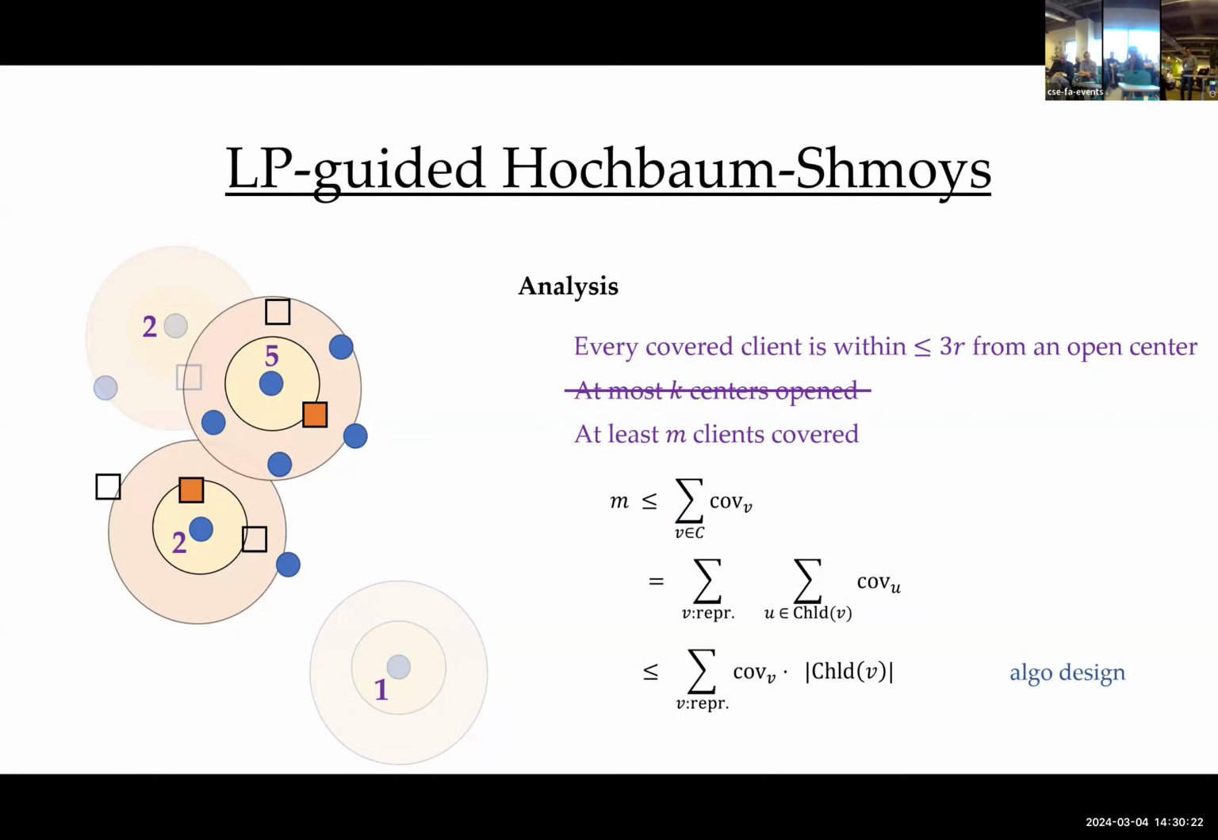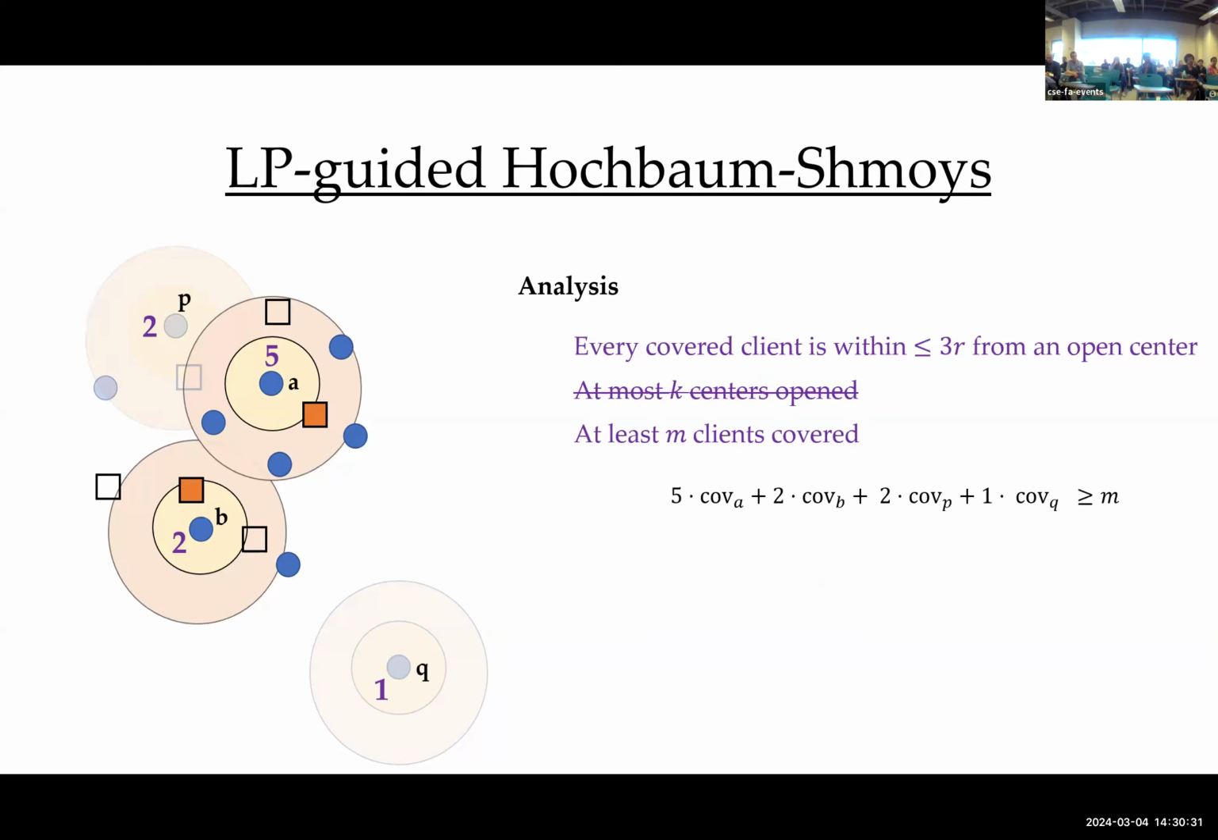Okay. Is that clear? Good. So again, coming back to this example, where there were 4 representatives, I basically have the following constraint: whatever M was, I know that 5 times the coverage of representative A plus 2 times curve B plus 2 times curve P plus 1 times curve Q is at least M. That is what I know from the LP itself.